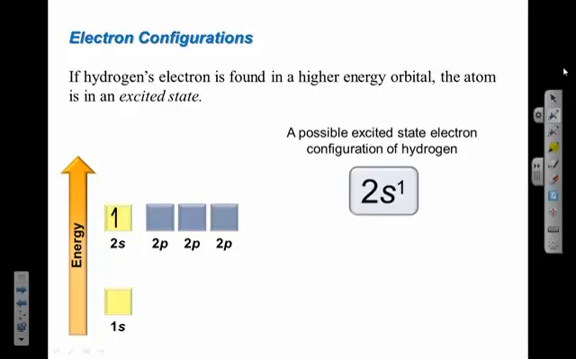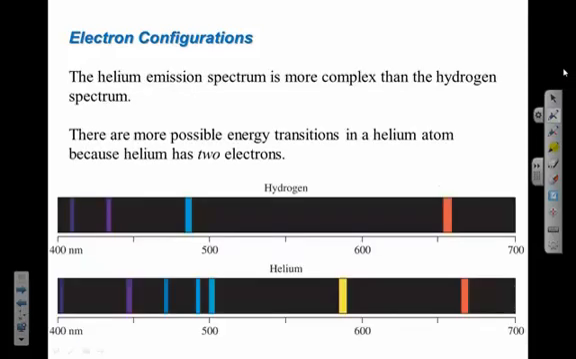So here's one possible excited state electron configuration for hydrogen. Normally hydrogen is 1s1, but if I move the electron to the 2s, then it would be 2s1. So again, just showing the number of electrons, one electron in the 2s subshell. So you wouldn't actually write the 1s because there's nothing in it? You could write 1s0 if you wanted. That would be the same as leaving it out. If you don't write it, you would assume there's nothing in it. That's a good question.